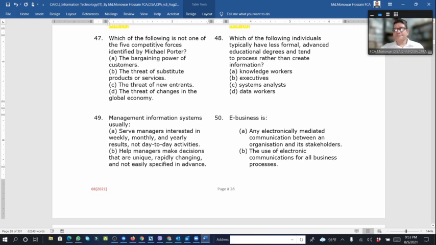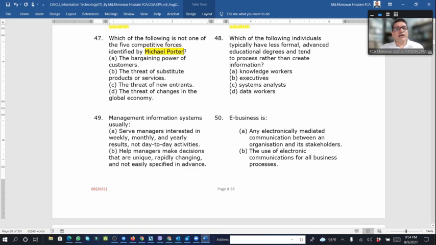Let's see which of the following is not one of the five component forces identified by Michael Porter. We studied the Porter five force model. Though it is not related with IT, all our studies are interrelated with business. So this is also a business model. Porter five force model: which of the following is not one of the five components?